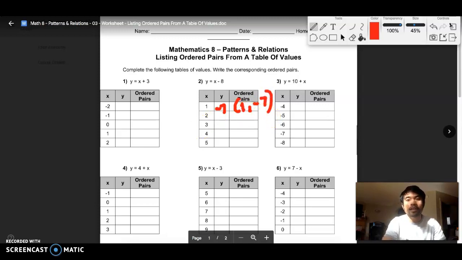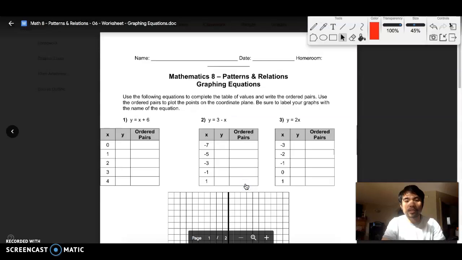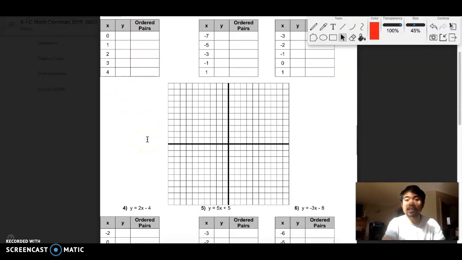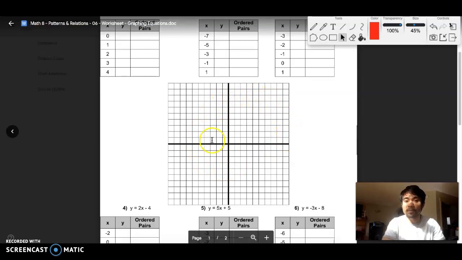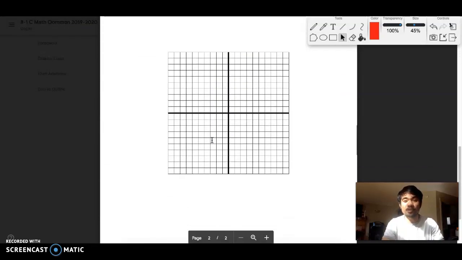Okay, now for your next worksheet, is this. You need to use substitution and fill out the table of values, get your ordered pair, and then you plot them on the Cartesian plane. And that's pretty much your lesson for this week.